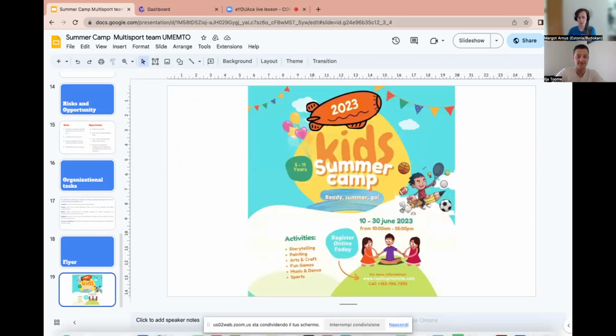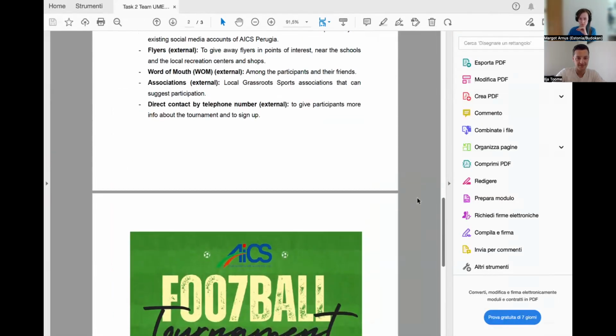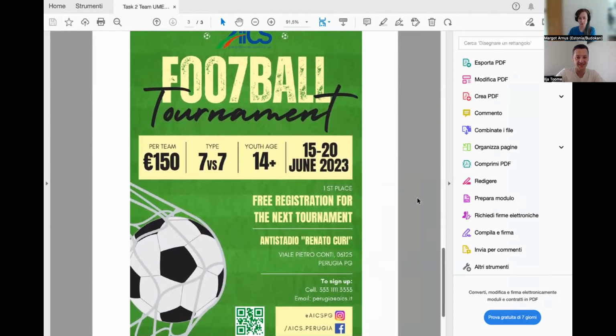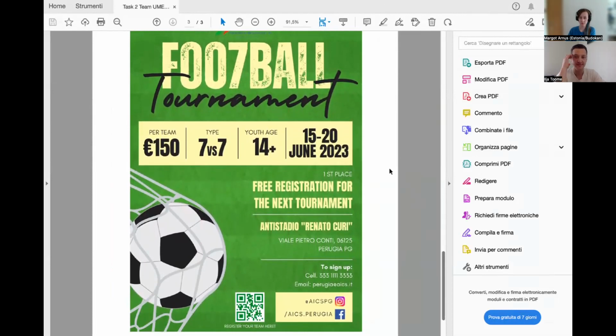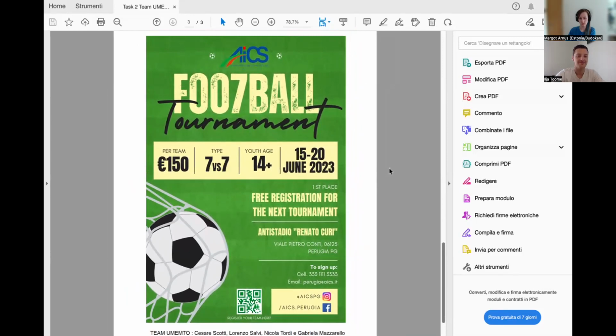For task 2, we created it on a Google Doc, unfortunately. This is one of the activities. We prepared this for AIX Perugia. It would be a football tournament where anyone who's 14 plus could attend. So this is something separate. This is not really related to the camp, but this is how we understood the task. Sorry, I'm not sure if this was supposed to be related to the summer camp, but we did it as a separate thing.